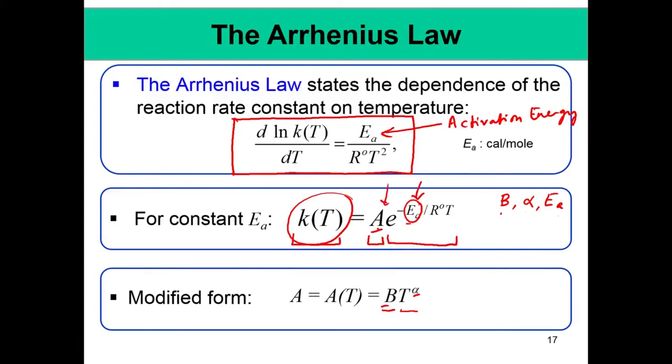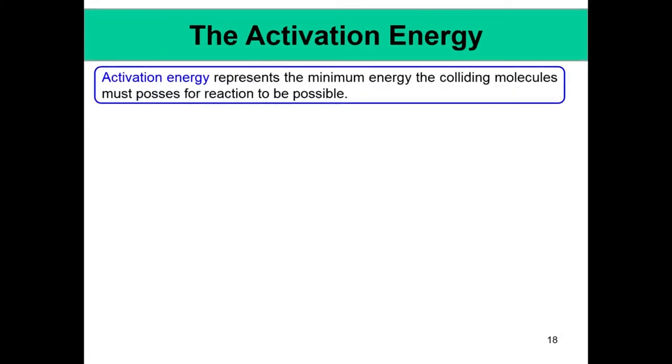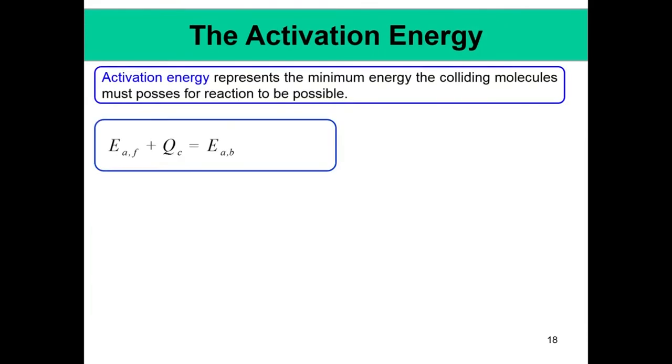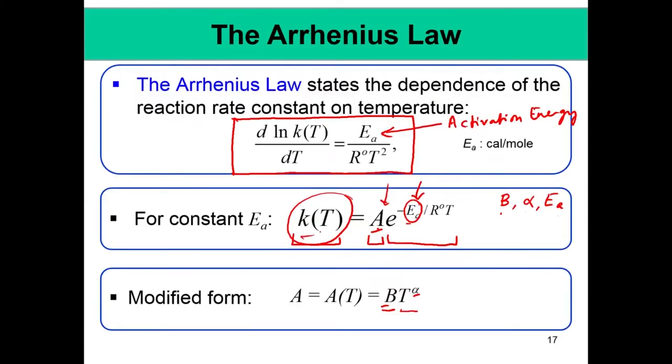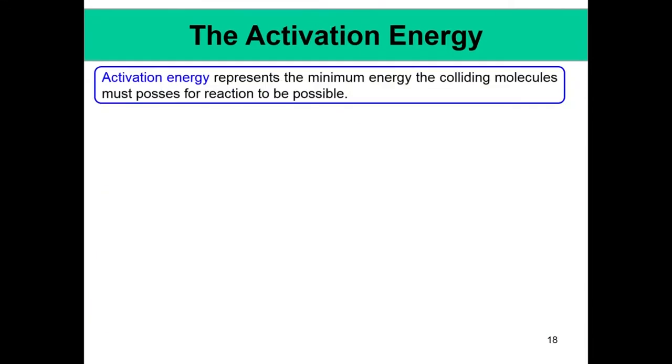But as you see, this EA is one of the most important constants for a given reaction involved in combustion. This EA has a very strange behavior. It is exponential raised to the power of minus EA by R0T. So, whenever something has an exponential, you have to be very careful. We will come to the consequence of this exponential nature, but what does this activation energy physically represent? Physically it represents the minimum energy of the colliding molecules that they must possess for the reaction to be possible. That is why it is called activation energy.